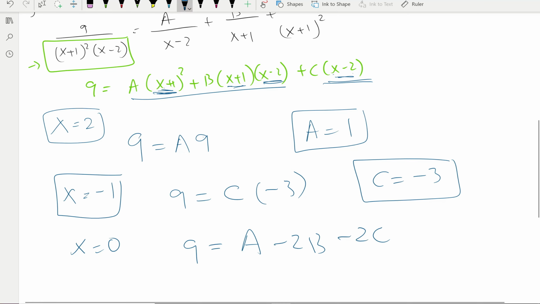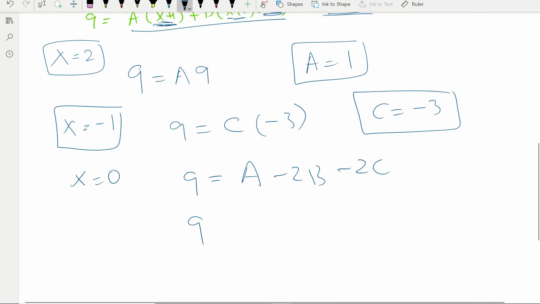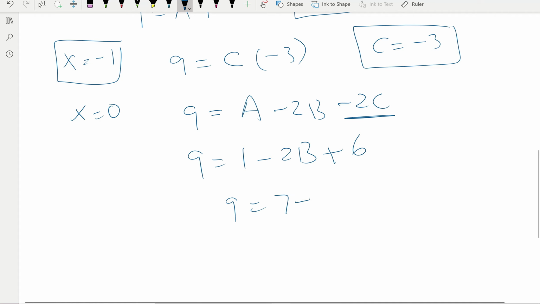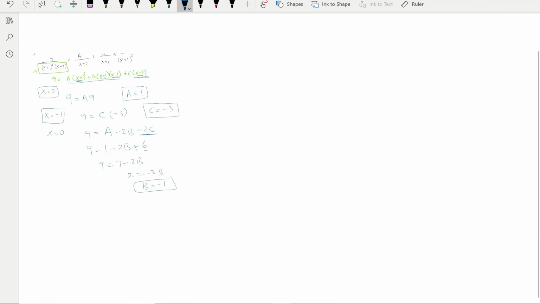Okay, so we already know A and C. A is 1, minus 2B. C is negative 3, so here positive 6, right? So 9 is equal to 7 minus 2B, since 6 plus 1 is 7. So take 7 to the other side: 2 is equal to negative 2B. So B is negative 1. Alright, so we found all the constants.